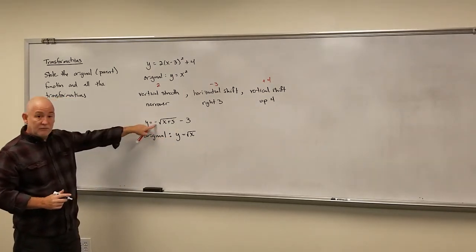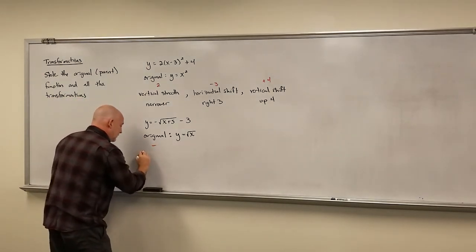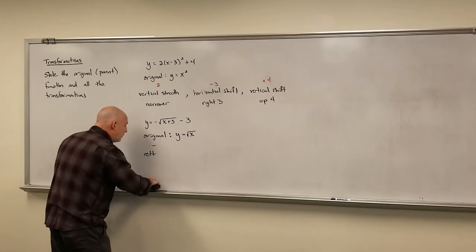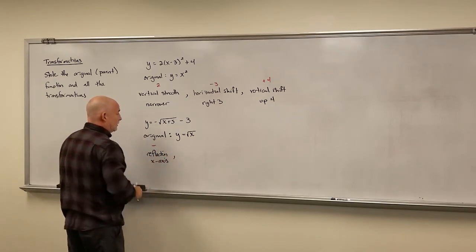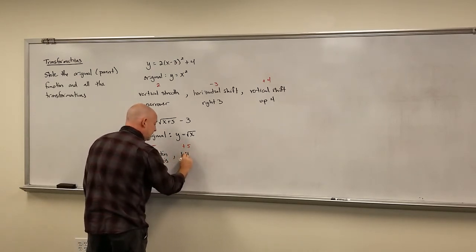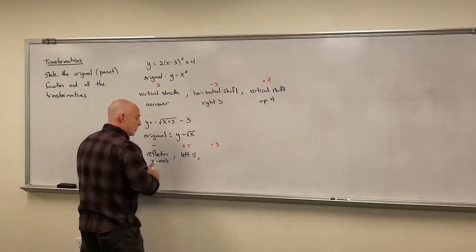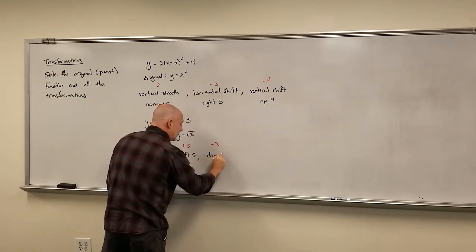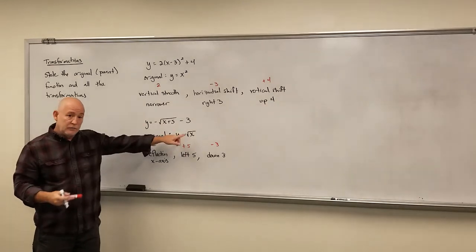Well, the negative out front, I'll do it in red, you don't need to write that, is a reflection in the x-axis. The plus 5 is going to give us left 5, and the minus 3 is just going to be down 3.